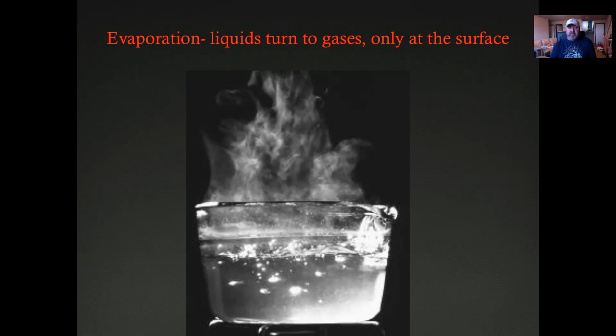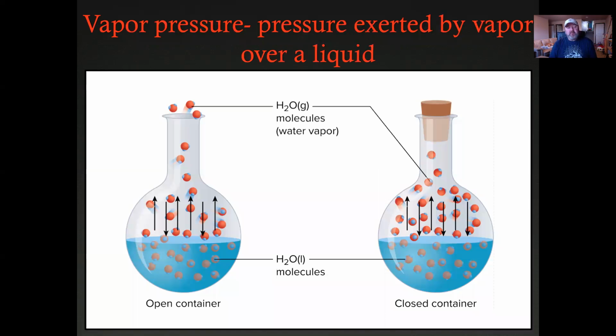Okay. Evaporation happens just on the surface. Vaporization happens throughout. So vapor pressure then is the pressure that gets exerted onto the liquid by the atmosphere around it. Okay, so when we think about vapor pressure, we're thinking about the pressure in the atmosphere around the liquid.